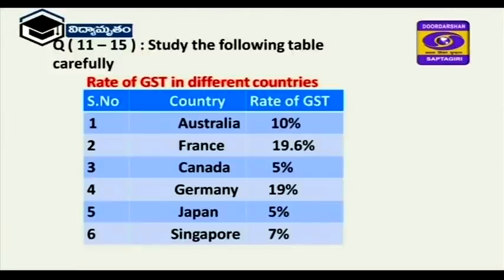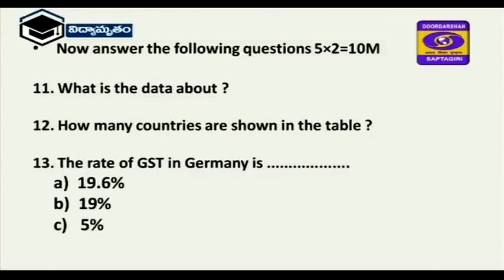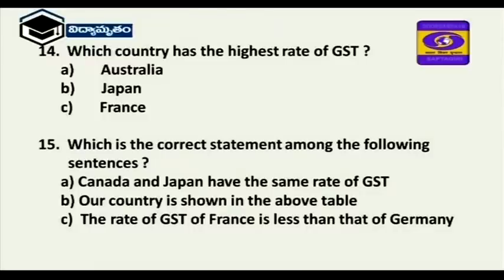So, you have to go through the content given in the table and answer the questions given under this table. What are the questions given here? Let us see. Now, answer the following questions. Here again, 2 questions are WH questions, 3 questions are multiple choice questions. First one is, what is the data about? Second one is, how many countries are shown in the table? Third one is, the rate of GST in Germany is. You are given 3 options here, A, B, C, and you have to choose the right option.